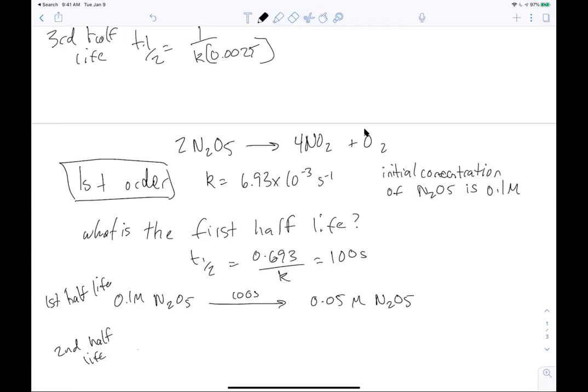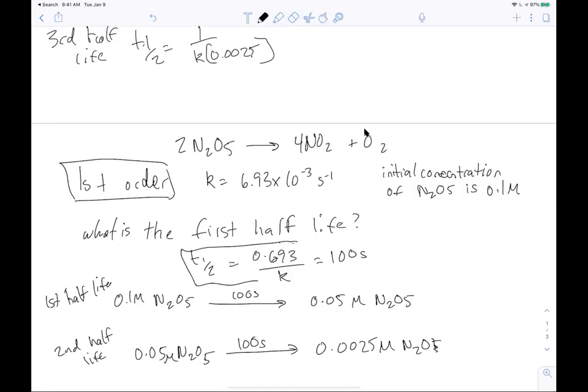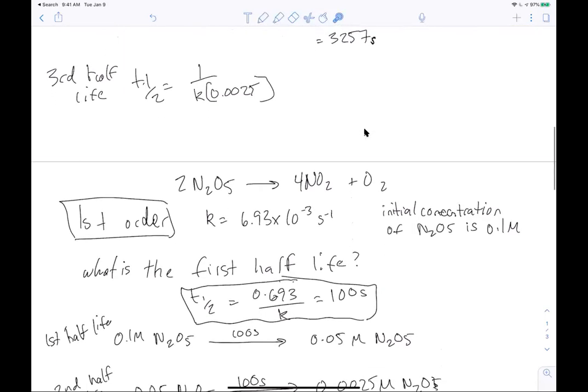And then our second half-life, we're going from 0.05 to 0.025 molar. How long is it going to take us to go from that to 0.025 molar? And the answer is, it's just going to take 100 seconds again. Because if we come back up here and look at our equation, there is no concentration dependence. So every single half-life for a first order thing is always going to be 100 seconds. So that's different from what we saw in the last one.